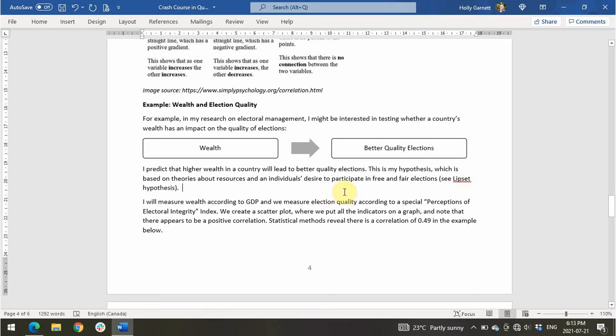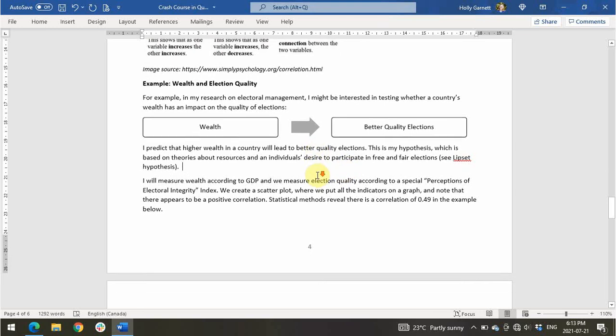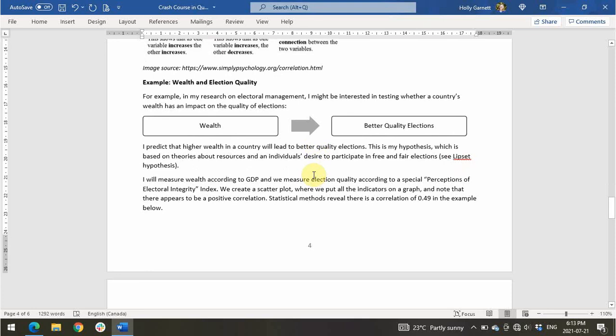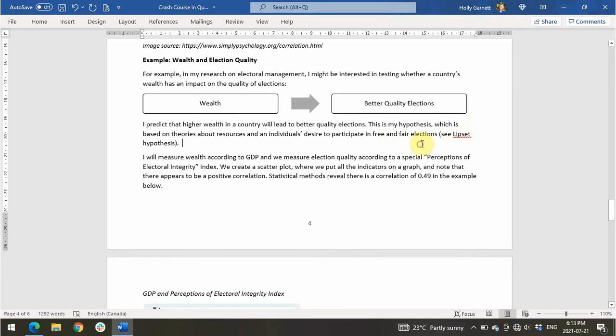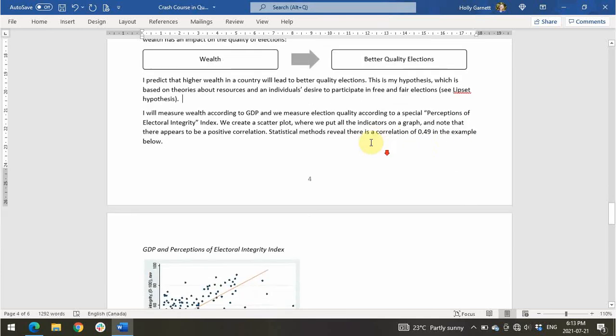So in my research on electoral management, I might be interested in testing whether a country's wealth has an impact on the quality of elections. I predict that a higher wealth in a country is going to lead to better quality elections. It's my hypothesis. It's based on theories about resources and then an individual's desire to participate and their willingness to really demand that they have free and fair elections. See Mr. Lipset and many other theorists.